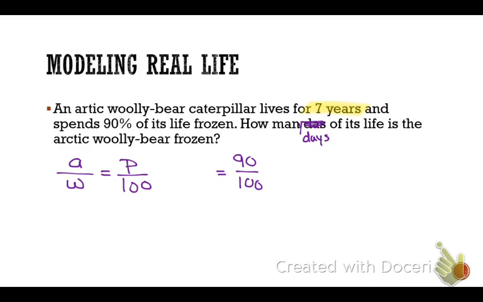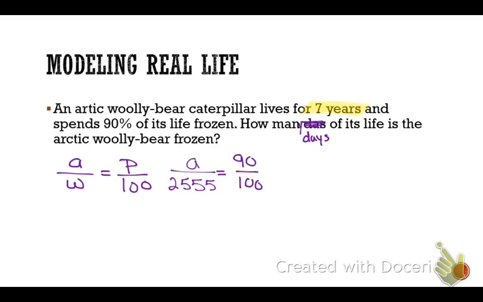365 times 7. In order to figure out how many days, I have to write years in days. So it's 2,555. That's correct. And I don't know how many days of the 2,555 it spends frozen. I know that it's 90% though. So now that I have my proportion, I can use my cross products to solve. Go ahead and do that.